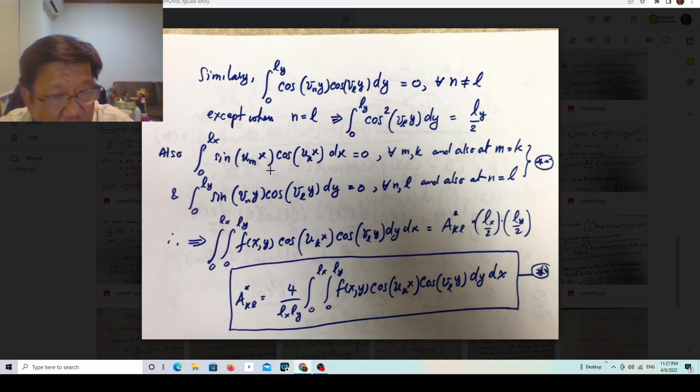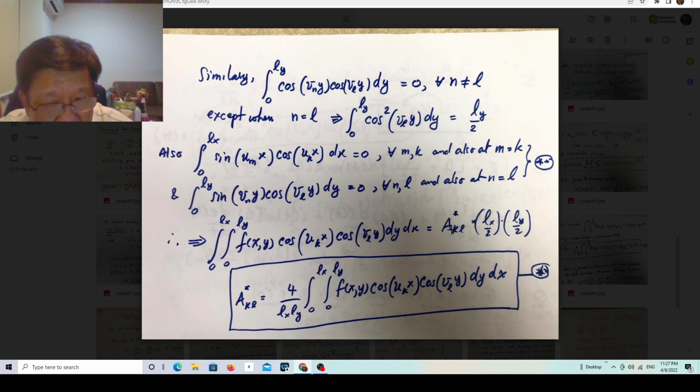And also cos and y, but for sine cos and cosine over here, if you apply the similar analysis, trying to change the multiplication form to a summation form, you end up can evaluate that all of these terms have to be equal to 0 for all m, even though at m equal to k and n equal to L.